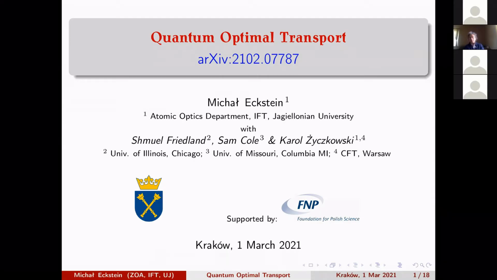to introduce to you Michał Eckstein, who got a PhD in Krakow. Then he was doing a postdoc in different places, also in Gdańsk. But now he is entangled between Gdańsk and Krakow. He will come to Krakow soon, and now he will tell us about our recent work. And the title is Quantum Optimal Transport.